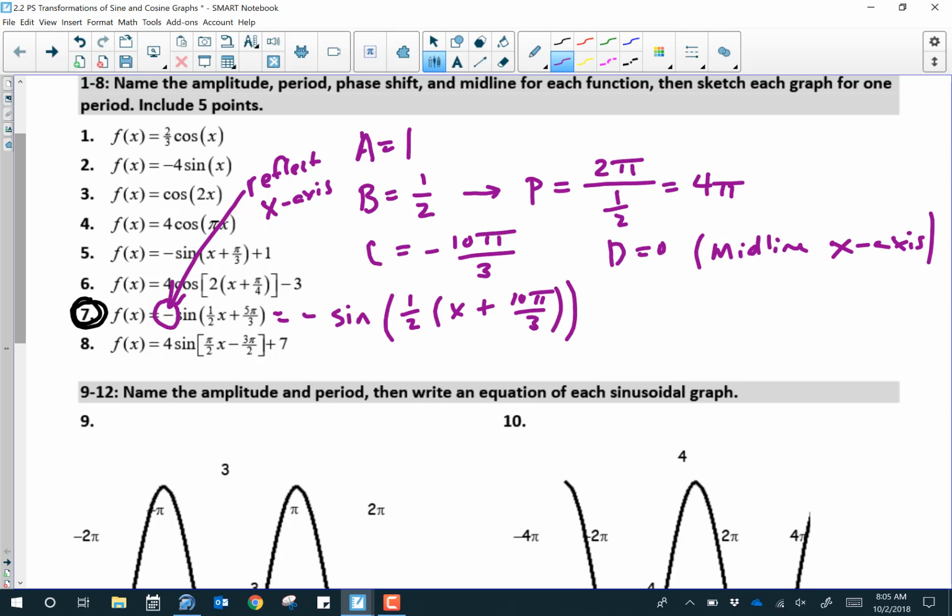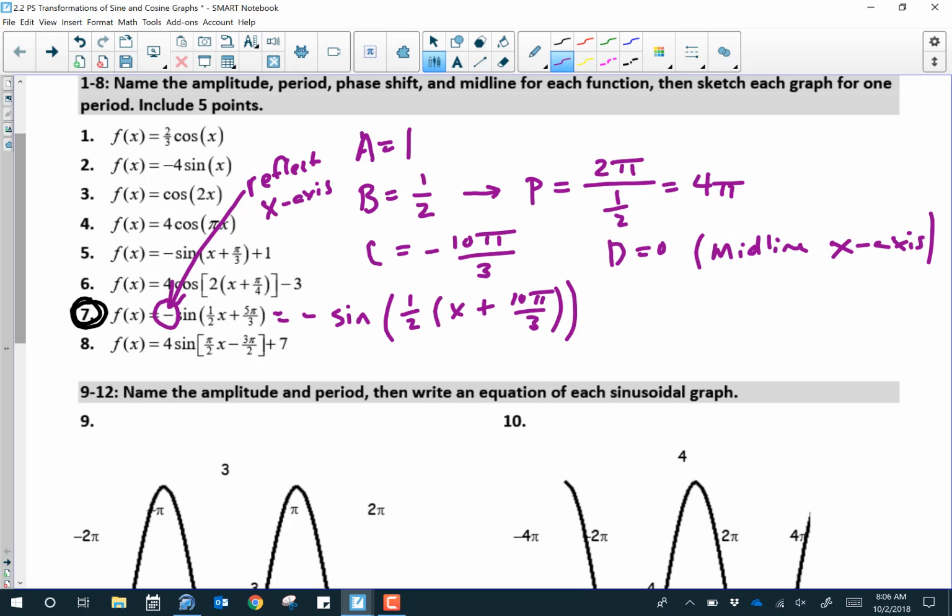And even if it's assumed that the midline is 0, do you still want us to write it? If I ask it, then yes, you wouldn't have to say D equals 0. You would just say, if I ask you for the midline, you would say Y equals 0, or you could say the x-axis is the midline. If I specifically ask for it, otherwise, no.